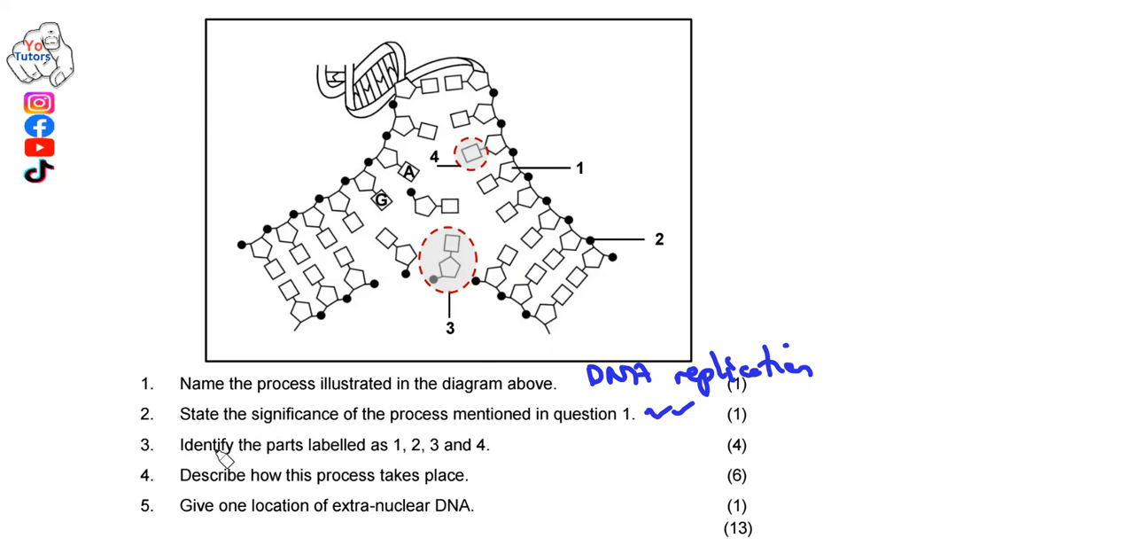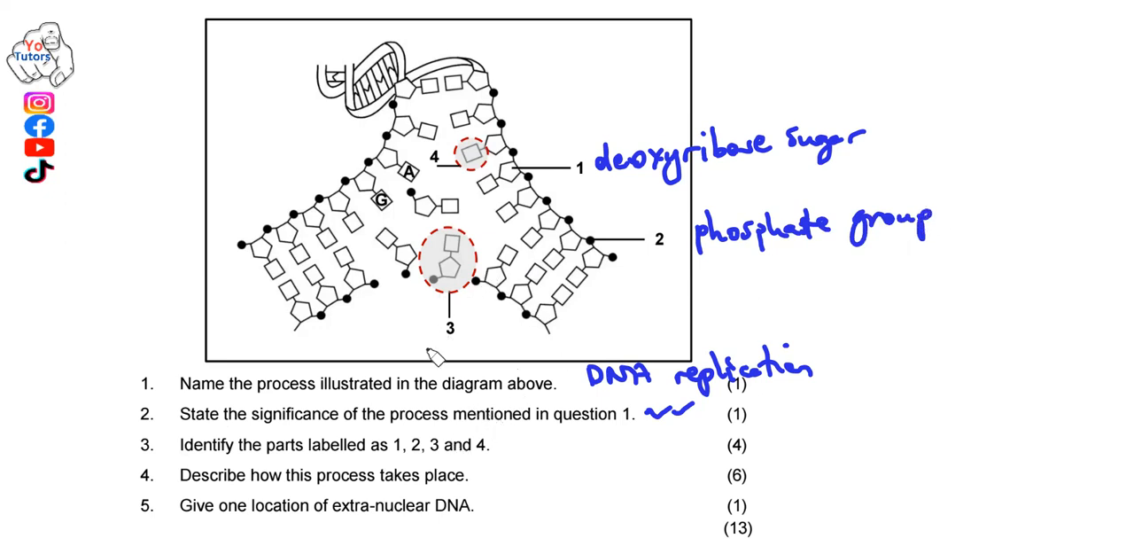Now, identify the parts labeled 1. What is 1? 1 is a deoxyribose sugar. Don't just say a sugar, say deoxyribose. What about number 2? Number 2 is a phosphate group.